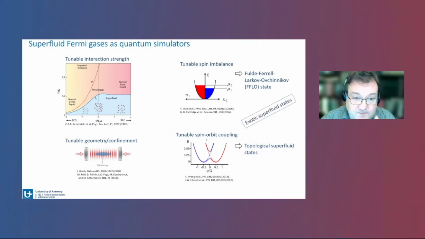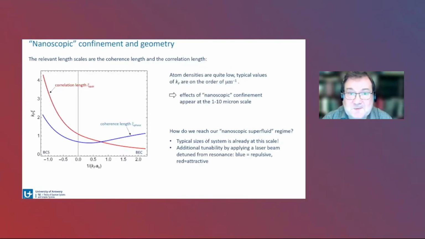But let's first turn a little bit to this confinement, because I want to tell you what's nanoscopic about these systems. For that, I have to look at the relevant length scales of the system. That's the coherence length and the correlation length. Correlation length you can think of as the size of these pairs, and the coherence length you can think of as the typical distance over which the pair condensate can heal or can change when you put an external potential in. You see this correlation length nicely goes down as the pairs get more tightly bound.